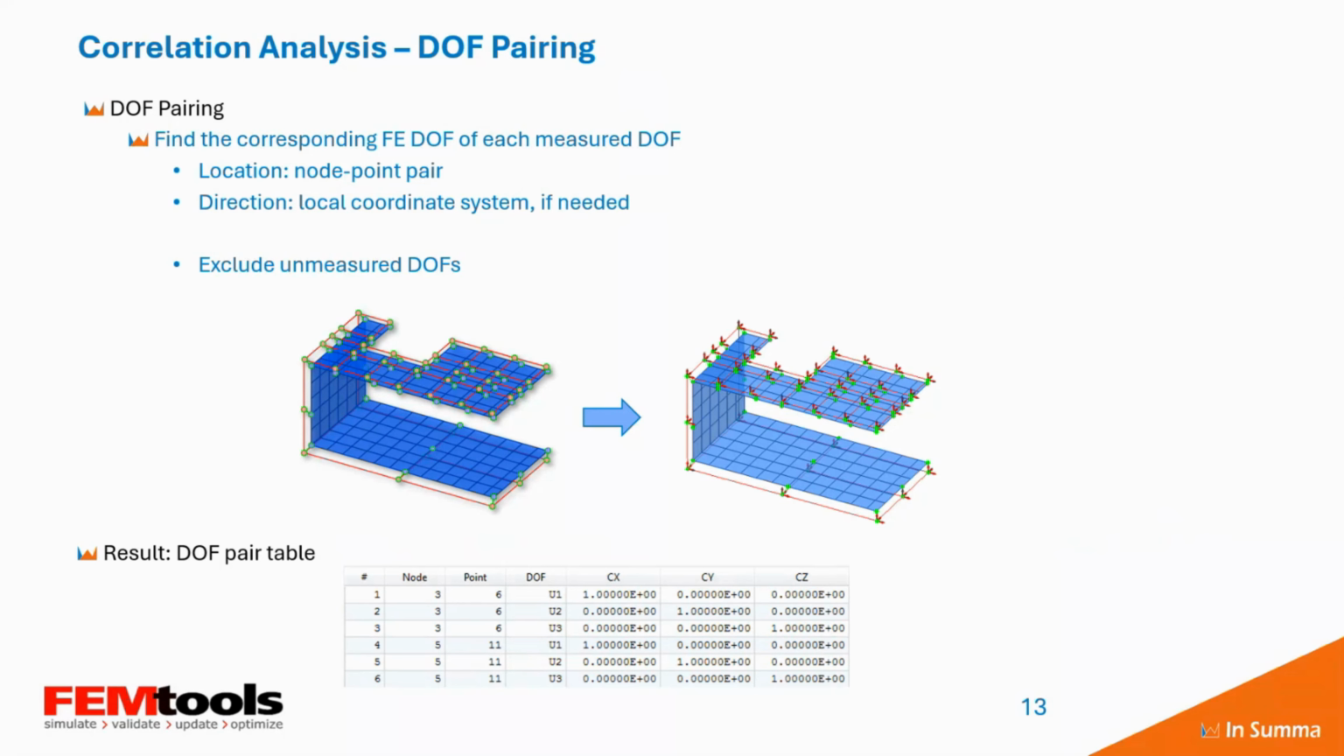We have to remember that mode shapes are giving us vector quantities, so they can be measured in either the X, Y, or Z direction. So it's important to identify which direction these modes are measured in, so that we compare them correctly with the FE degrees of freedom. And from that, we can also get a result as shown below, which is a table giving us which degrees of freedom are associated with each pair. So each pair from the FE node and the test points, and in which direction they are measured in.